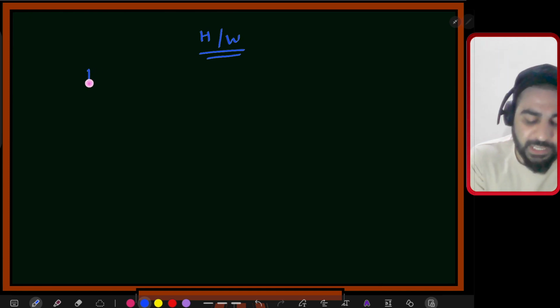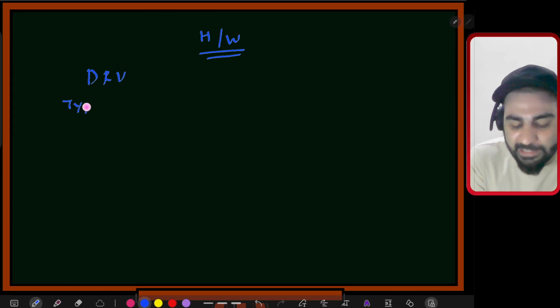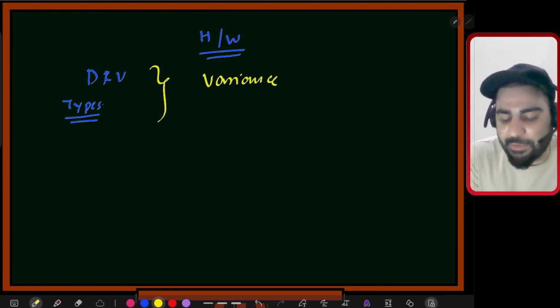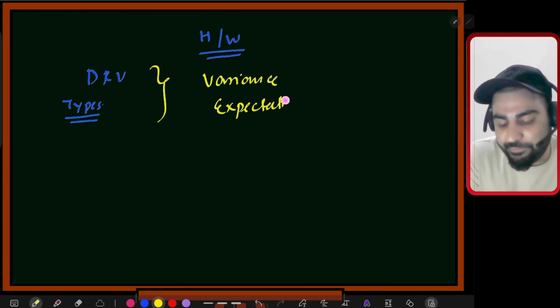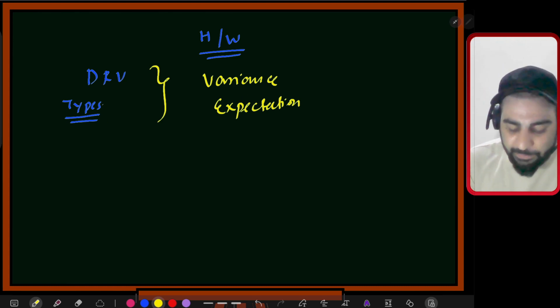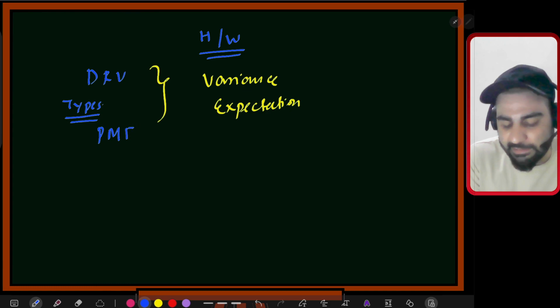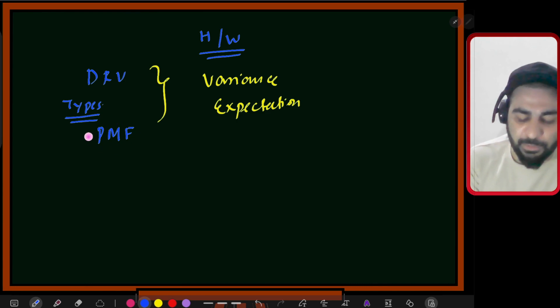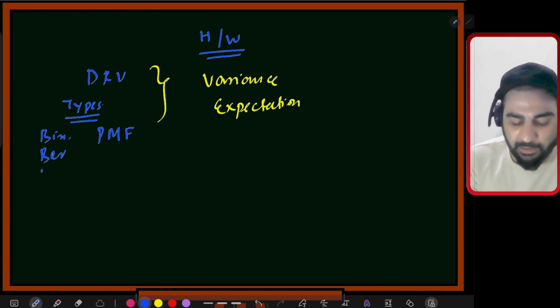So we studied discrete random variables. In that, we saw different types of random variables. To summarize, we learned two concepts: variance and expectation. You now know the definition of variance and the definition of expectation. For a random variable, the only thing that matters is its probability mass function, for a discrete random variable. Based on this probability mass function, we have the binomial random variable, the Bernoulli random variable, the uniform random variable, the Poisson random variable, and the geometric random variable.